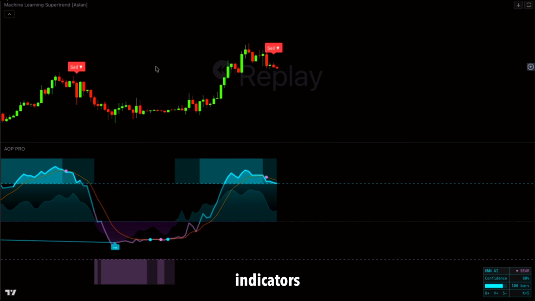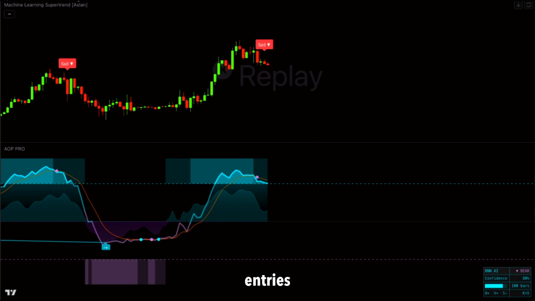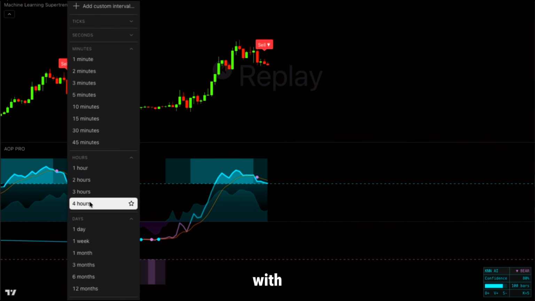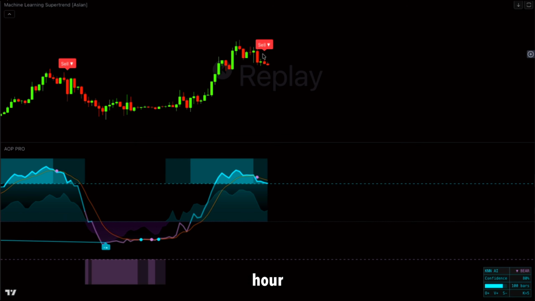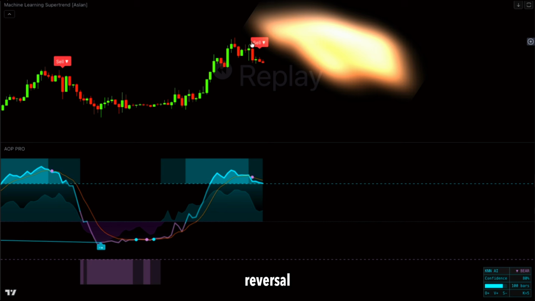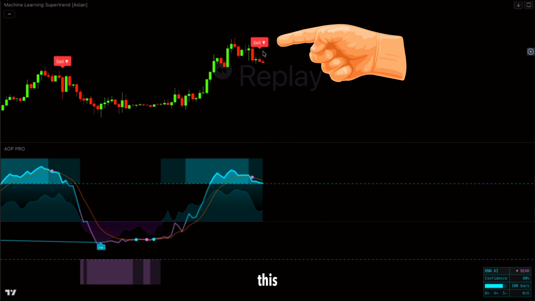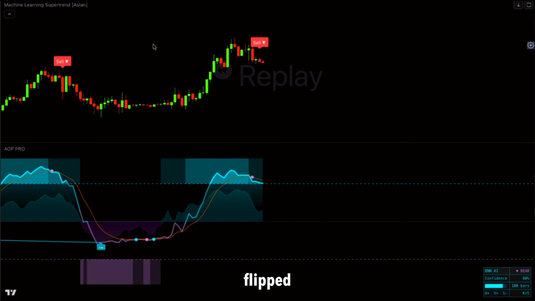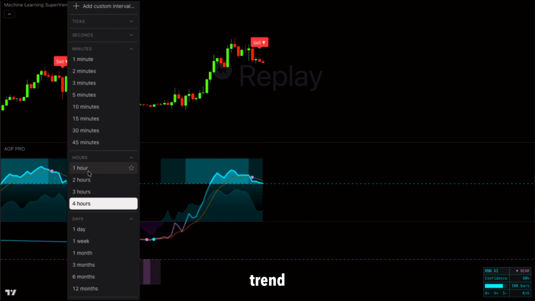When you use these two indicators together, you get precision entries at tops and bottoms. Start with the Machine Learning Supertrend on the 4-hour chart. This is your structural reversal identifier. Wait for a reversal signal to fire. This tells you the supertrend bands have flipped, indicating a potential trend exhaustion.